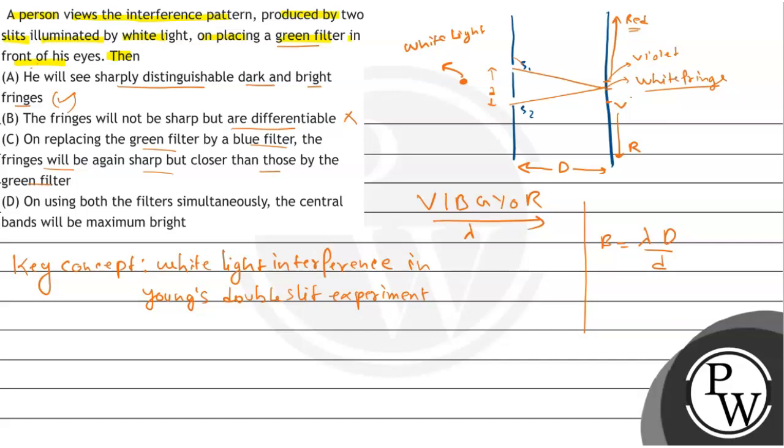Now we know that wavelength of blue light is less than wavelength of green light, right? So the beta of blue will be less than the beta of green, means if you use blue light filter, the fringes will come closer, right? So our option C is right.